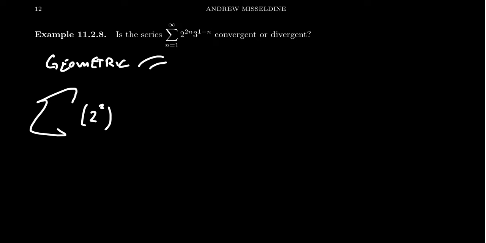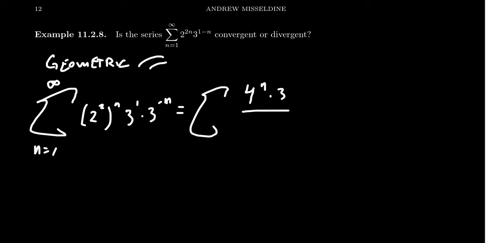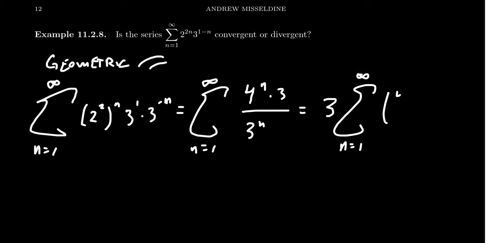So 2 to the 2n, I can rewrite as 2 squared to the n using my usual exponent laws. And 3 to the 1 minus n, I can write as 3 to the first times 3 to the negative n, like so. n will range from 1 to infinity here. And again, rewriting these things a little bit more, we're going to get the sum of 4 to the n on top times 3 over 3 to the n on the bottom, where n goes from 1 to infinity here. And so what we end up with is 3 times the sum, where n ranges from 1 to infinity, of 4/3 to the n right here.